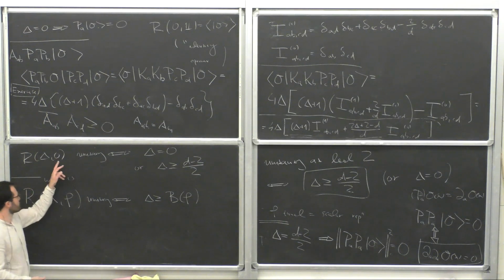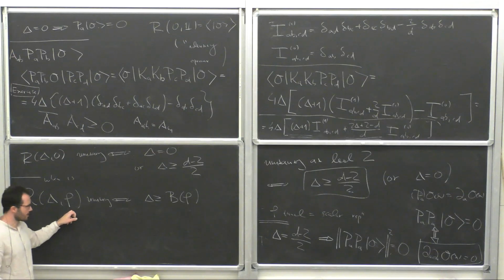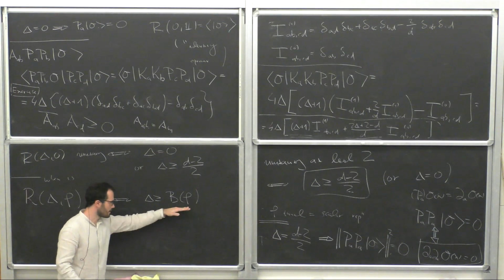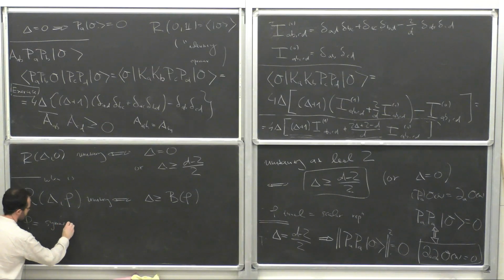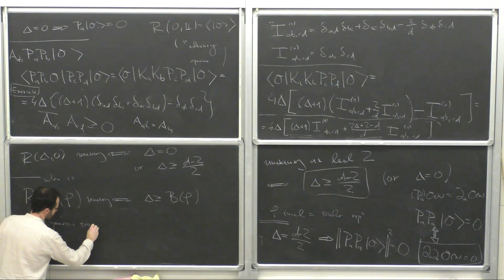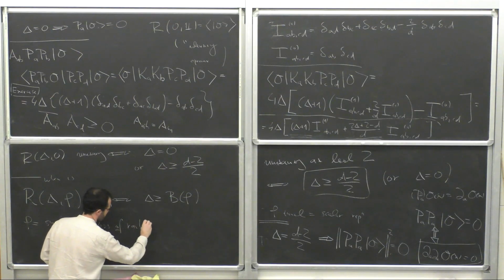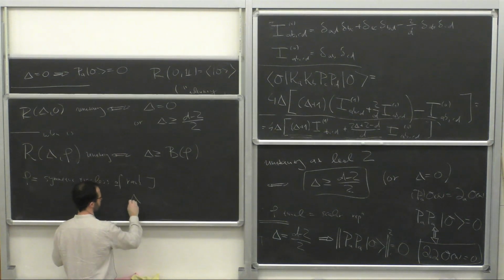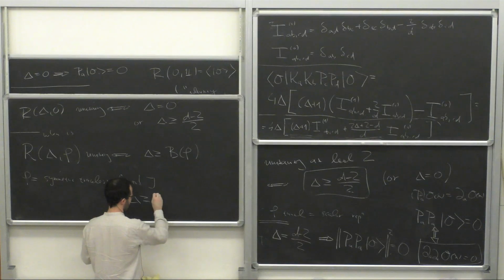So for row equals 0, we have to go to level 2. For a row which is not the trivial one, you can just work at level 1, and whatever you find is the necessary and sufficient condition. So for example, for row being the symmetric traceless of rank j, the condition is that delta is greater than or equal to j plus d minus 2.